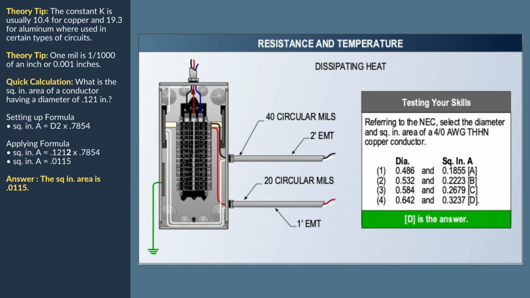Since a circular mil is defined as the area of a circle having a diameter of 1 mil, then 1 circular mil is equal to 0.7854 square mil, and 1 square mil equals 1 divided by 0.7854 circular mil, or 1 square mil equals 1.2732 circular mil. The formula, A, which is the area, equals 0.7854 d squared, gives the area of a circle in square mils when the diameter is in mils. This is based on 1 square mil, which equals 1 divided by 0.7854 circular mil.